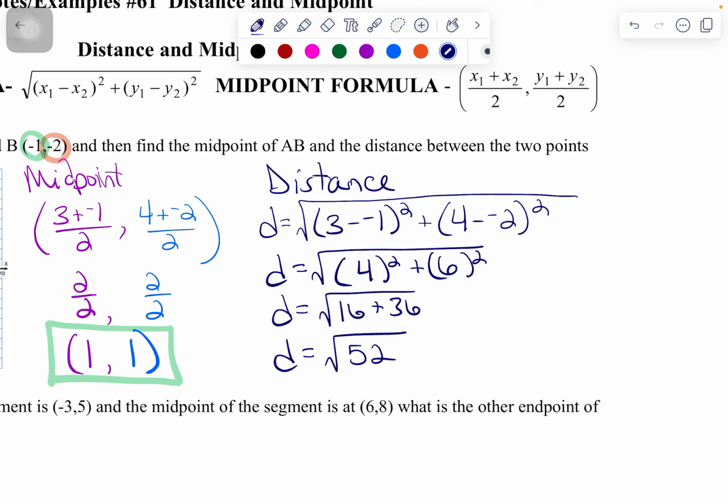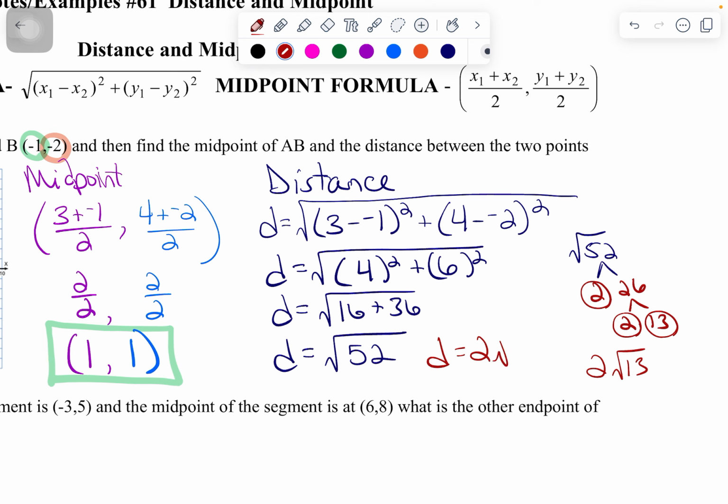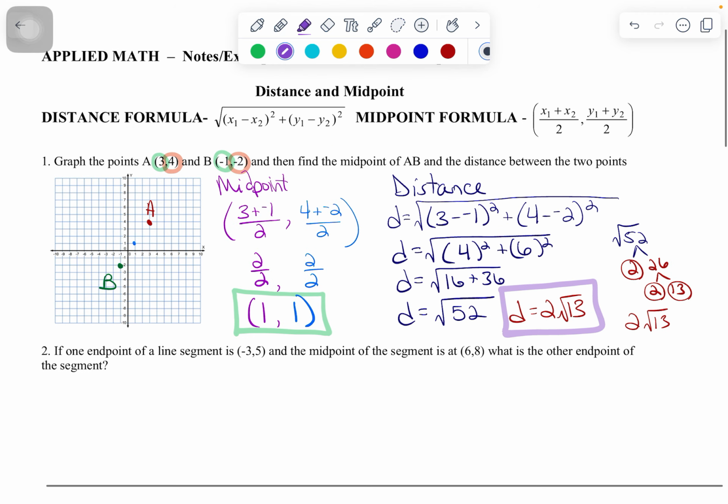And then one of the things that we had you doing first semester was to simplify square roots. So off to the side here, if I deal with 52, how can I break up a 52? Let's go with 2 and 26. And then 26 would be 2 and 13. So 2, 2, and 13 means that I have a pair of 2s and a 13. So distance is equal to 2 root 13. We don't have units here, so that's where I'm just going to stop and say that distance is 2 root 13.